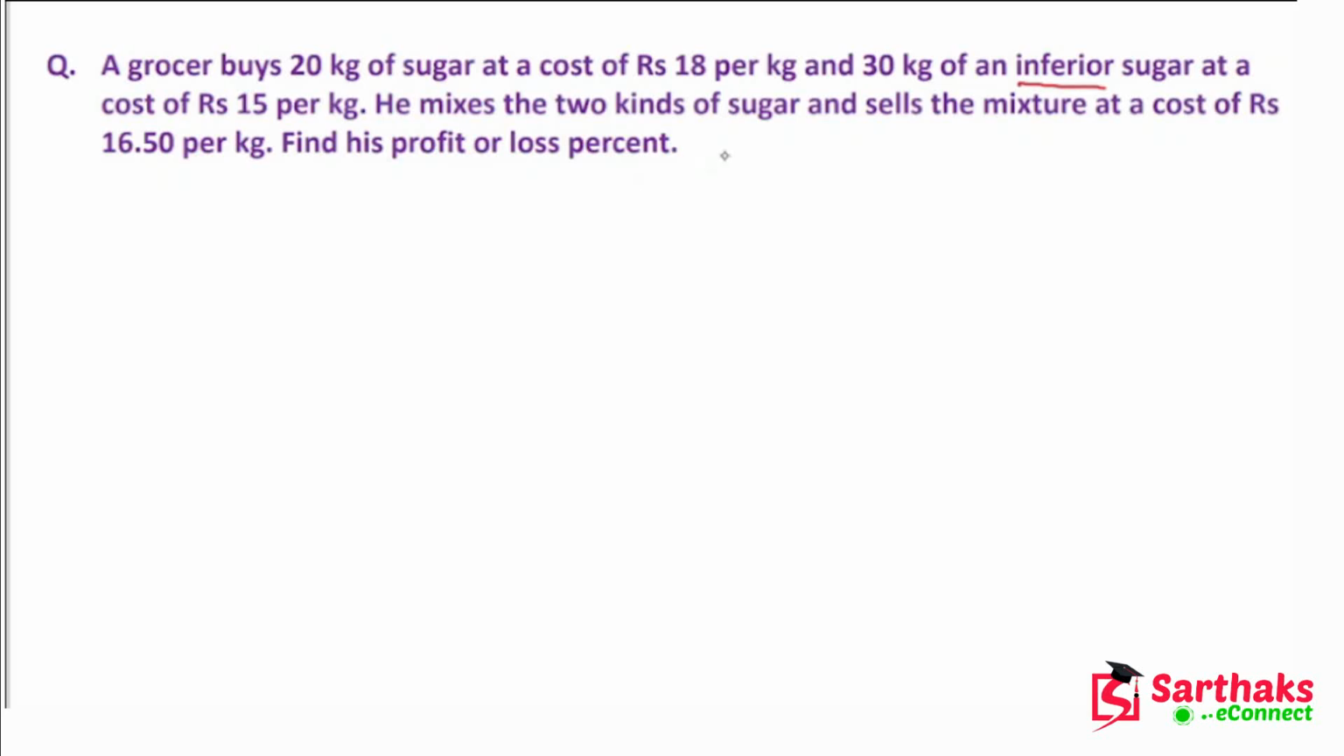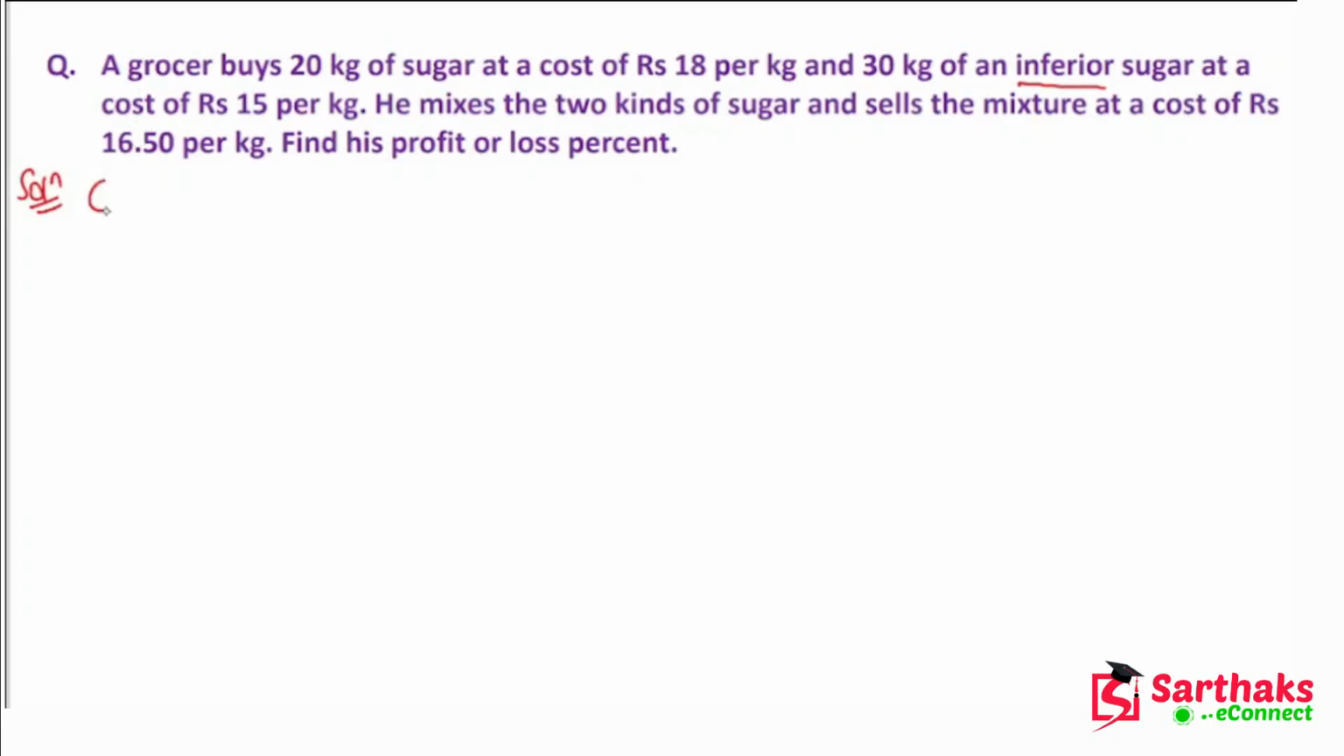Now what he is doing is mixing two different kinds of sugar of two different costs, but selling them at the same cost. So you can calculate the total amount he invested on purchasing both kinds of sugar, and the total amount he will get after selling this complete sugar. If the total amount he will be getting is more, then he would be in gain, and we'll calculate the gain percent. Otherwise we will calculate the loss percent. So let us start this question. Very simple.